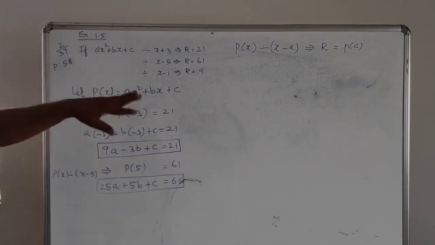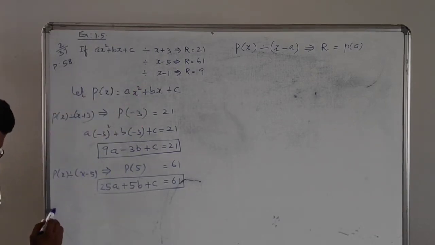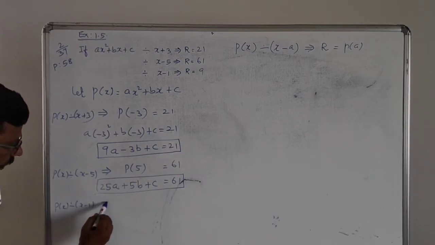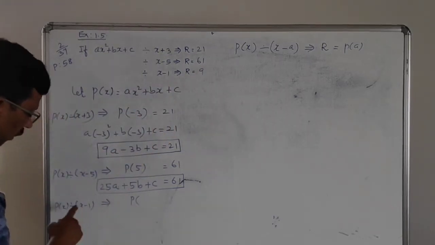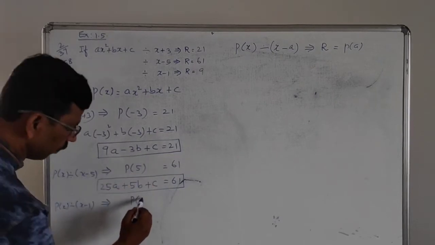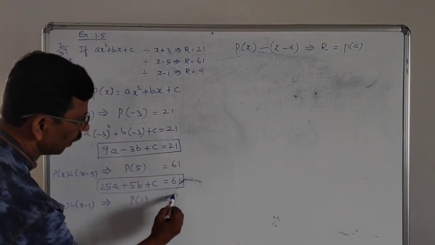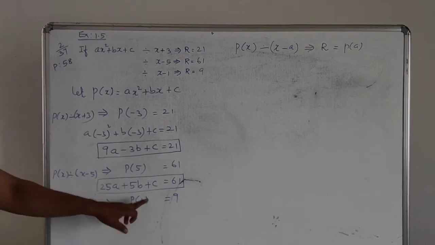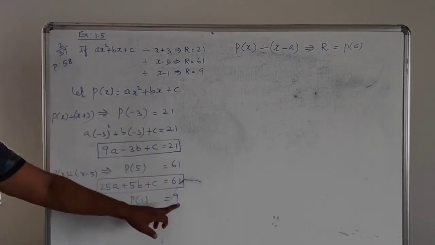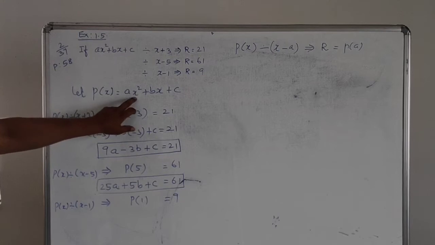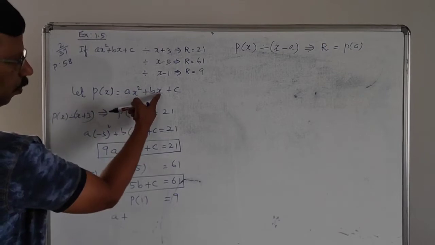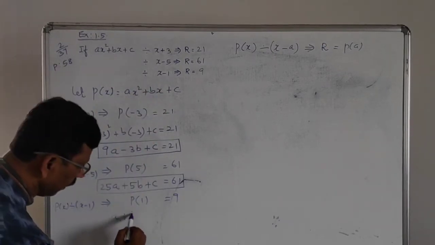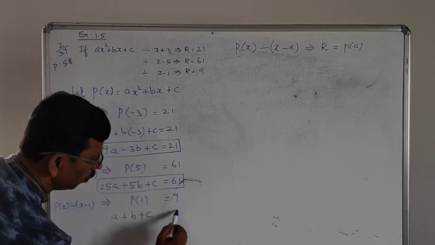Now we can go for the third equation, that is, you have to divide p of x by x minus 1. Then the remainder is 9. That is, x minus 1 means x equal to 1. P of 1 is equal to 9 is given. Now we substitute x equal to 1 in this polynomial, then equate it to 9. Therefore, if you substitute 1, you get 1 square into a, plus b, then plus c equal to 9.